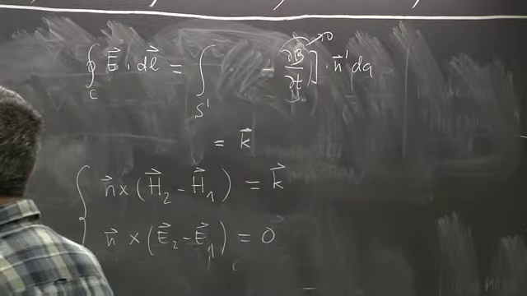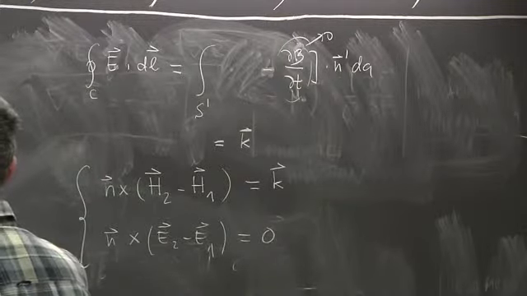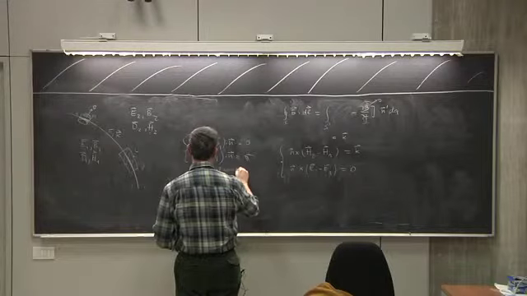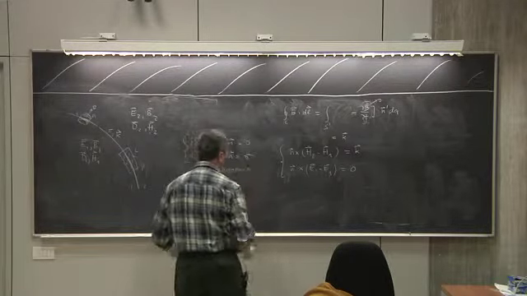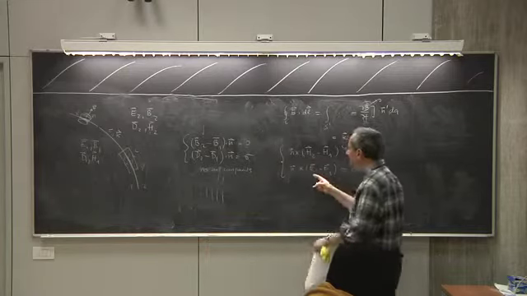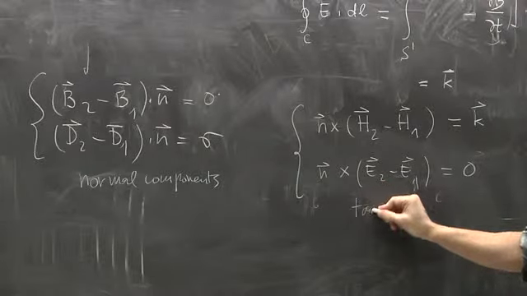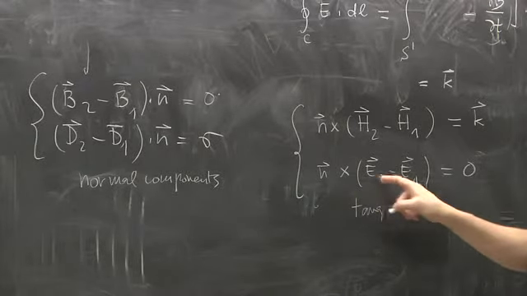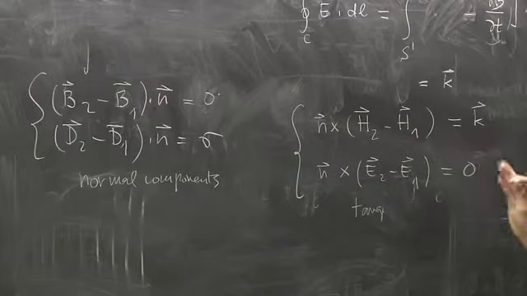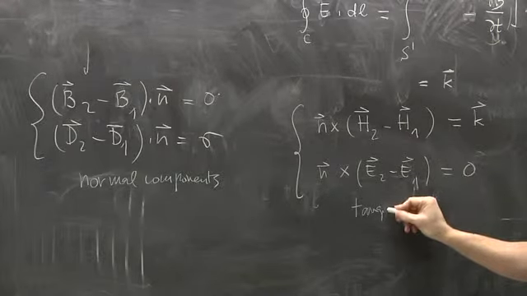So these are the normal components. But these, you see, they must be the tangential components, because they are orthogonal to this, goes like this, tangential.